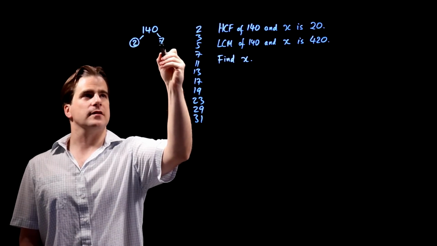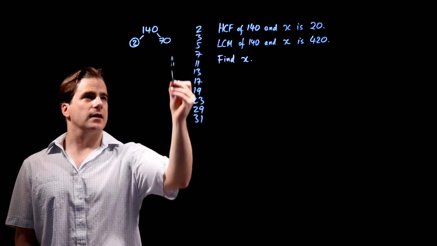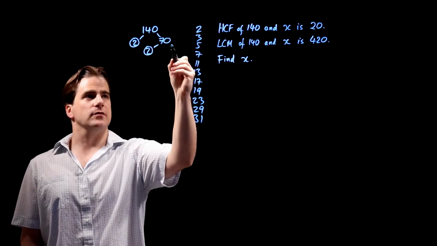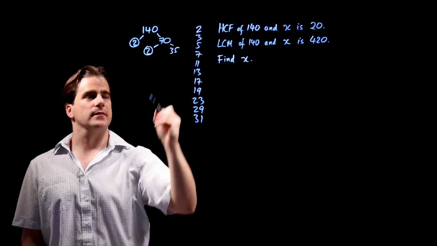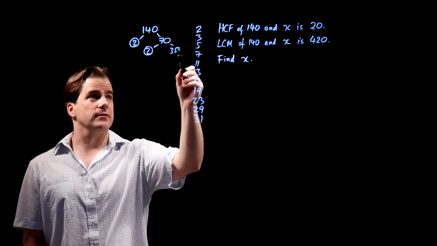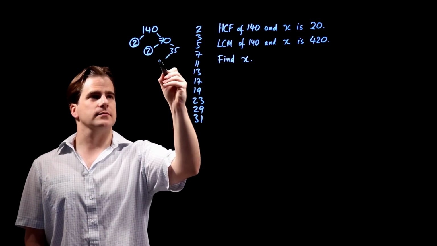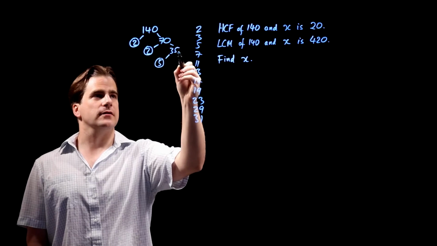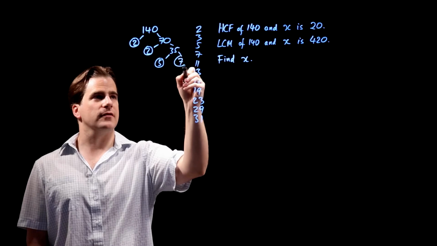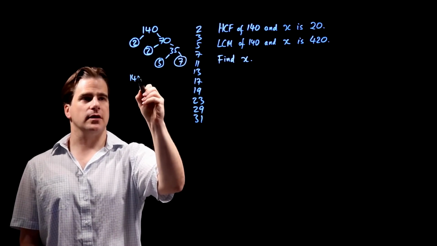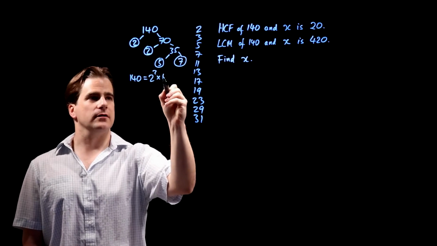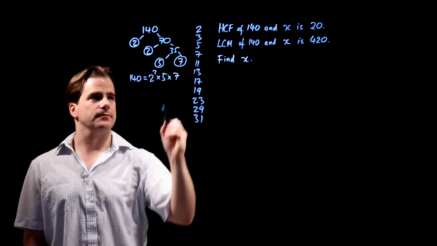2 times 70 is 140. And again, is 70 divisible by 2? Yes, it is. It's 2 times 35. Is 35 divisible by 2? No. 3? No. 5? Yes. 35 is 5 times 7. 7 is a prime number, so we're finished. So 140 is 2 squared times 5 times 7.